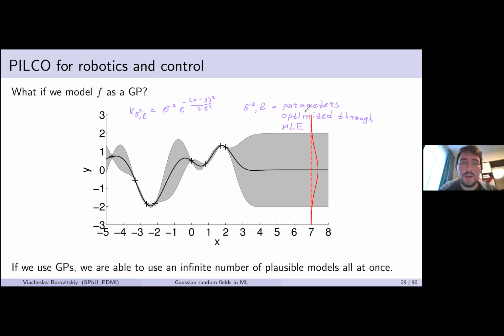There is a question in the chat. In the last PILCO example, what family of physics functions was used? So the deal is that we didn't use a family of functions. We used a Gaussian process to model this physics, and it is parameterized by the mean function and covariance function. Which mean function and covariance function was used in the particular PILCO example, I don't know. This could be looked up in the paper, but I honestly don't know.